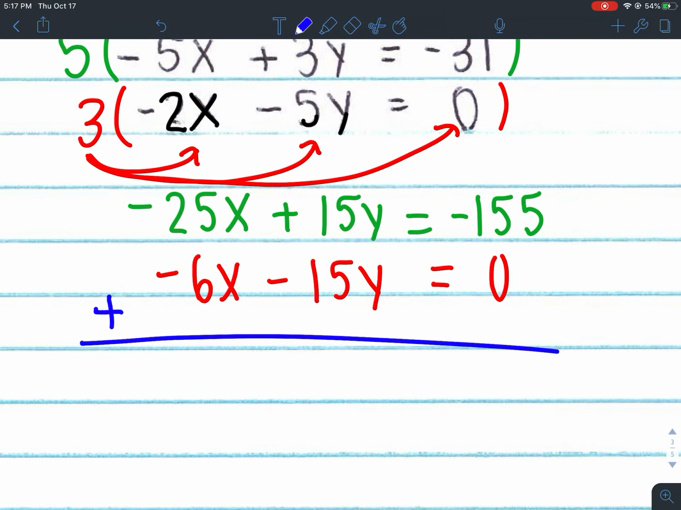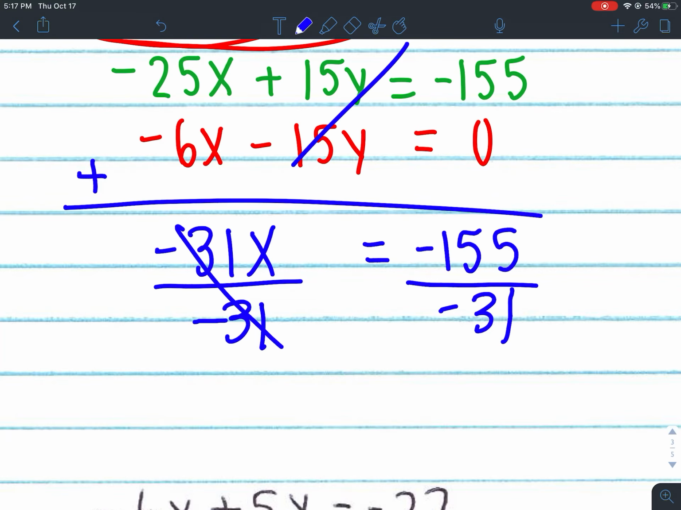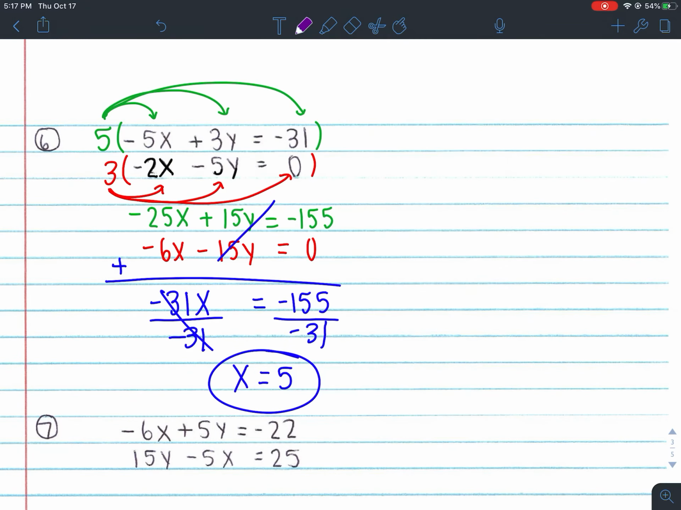So then I'm going to put my little giant plus sign. -25x plus -6x is going to give us -31x. Positive 15y plus -15y is 0 equals -155 plus 0, which is just -155. And you're going to divide everything by negative 31 to get that x by itself. X equals positive 5.